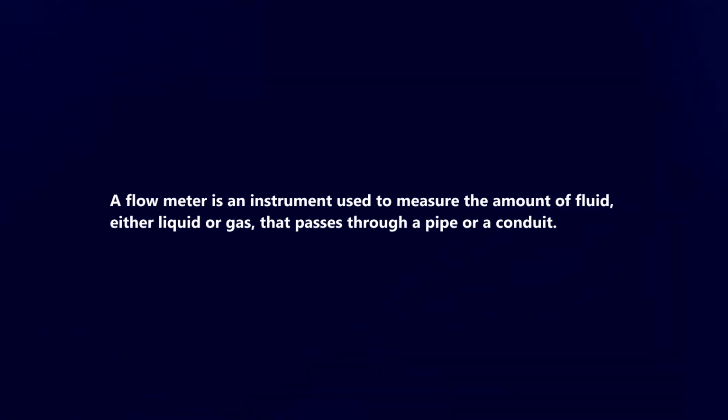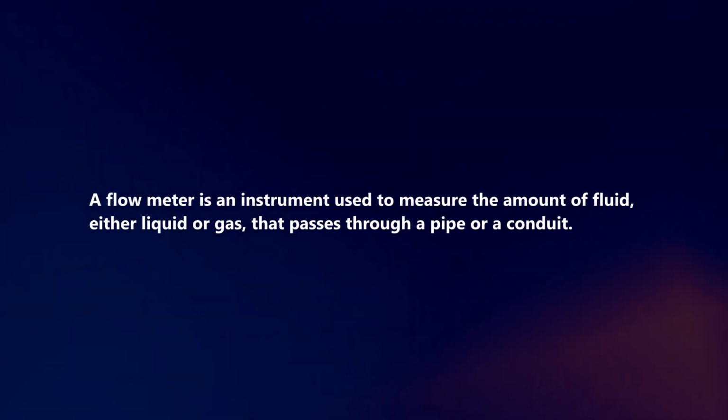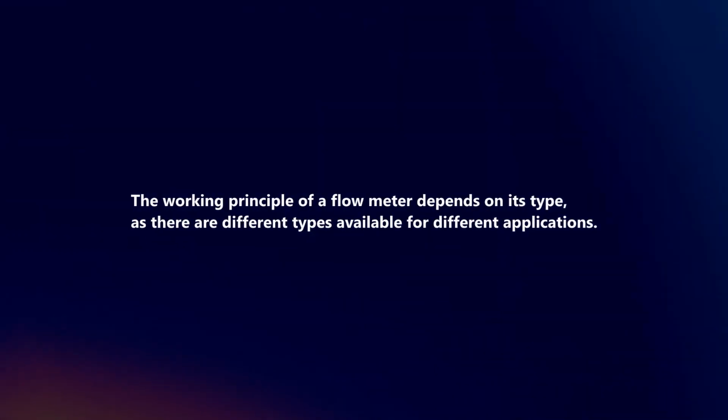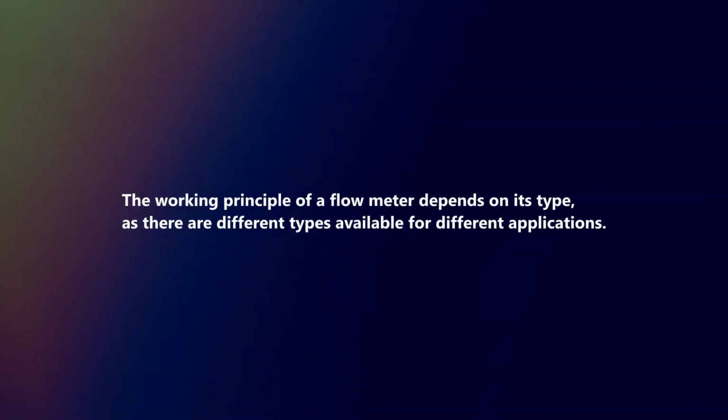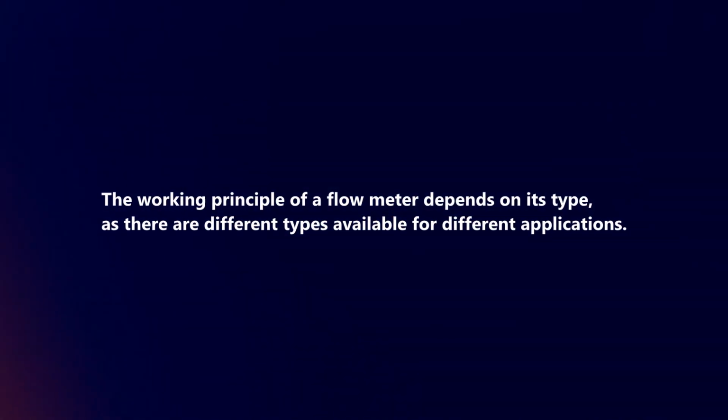A flow meter is an instrument used to measure the amount of fluid, either liquid or gas, that passes through a pipe or a conduit. The working principle of a flow meter depends on its type, as there are different types available for different applications.